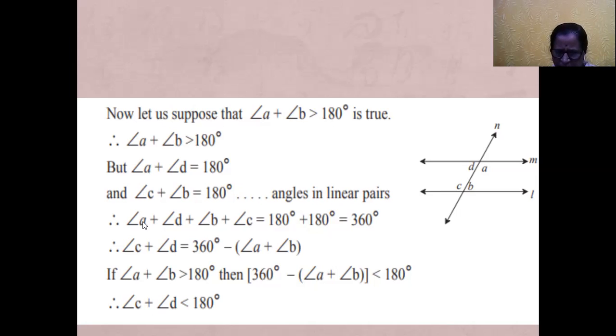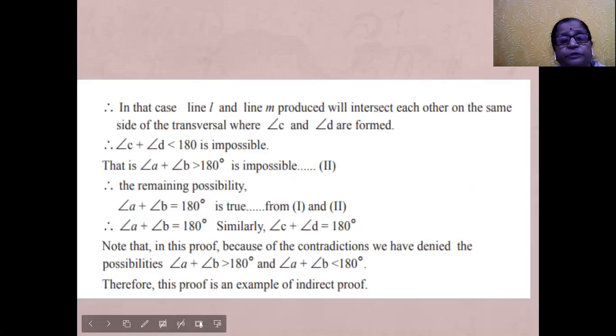Then we take angle A plus angle D plus angle B plus angle C is equal to 180 plus 180, which becomes 360 degrees. Therefore, angle C plus angle D is equal to 360 minus the sum of angle A and B. If A plus B is greater than 180, then 360 minus (A plus B) will be less than 180. So angle C plus D is less than 180. This possibility is also not true.